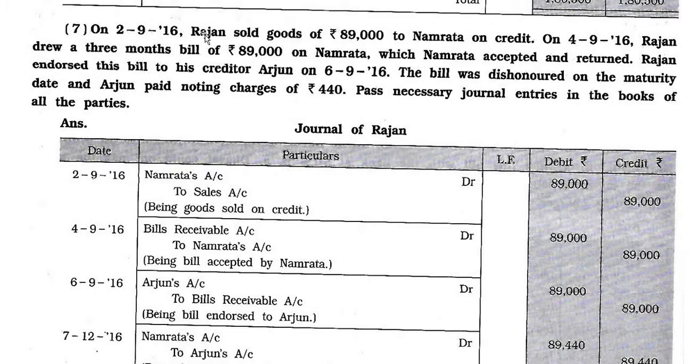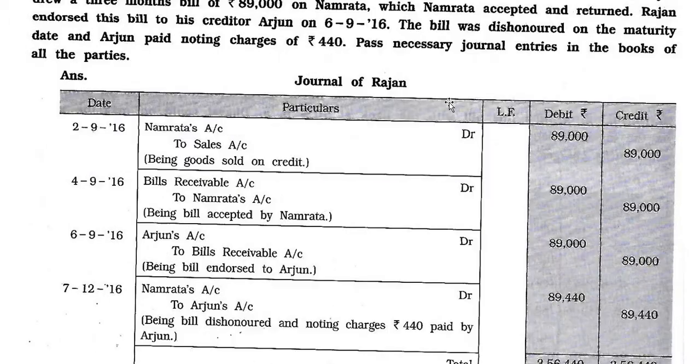So here Rajan is the creditor and Namrata is the debtor. Rajan sold the goods to Namrata on credit. And here 3 months is given. After 3 months there is a maturity date. Now we write the journal entries. On 6/9/2016, the bill is endorsed. Journal of Rajan.